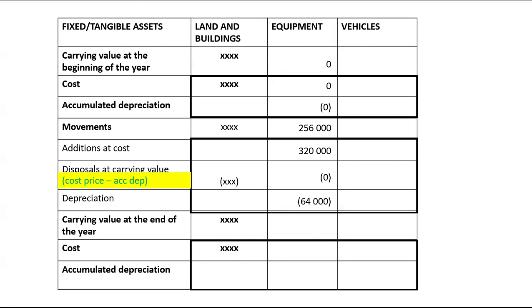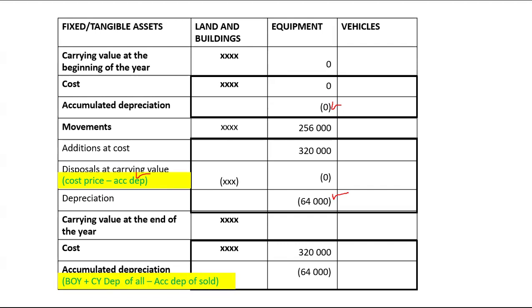So cost at the end of the year will be 320,000. Accumulated depreciation at the end of the year. This is how we calculate accumulated depreciation. We take the balance of accumulated depreciation at the beginning of the year, which is 0. We add current year depreciation. We subtract accumulated depreciation of the asset sold, which is 0 as well. So our accumulated depreciation will just be 64,000.